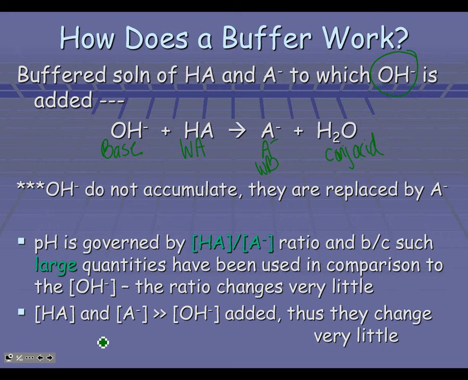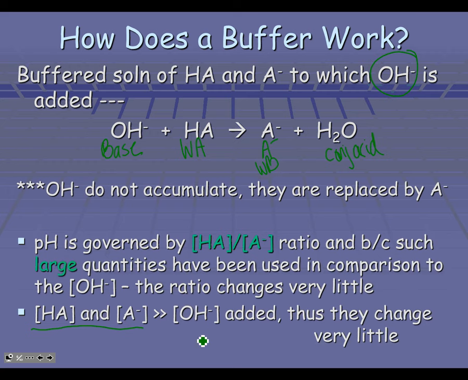The larger those concentrations are, the better buffering capacity you have, which means you can take on a lot of hydroxide and the pH won't change very much. So ideally, on this last part, you want to make sure that the concentrations of your weak acid and its conjugate base, HA and A minus, are a lot greater than the hydroxide that's added, because then you'll end up with very little change.